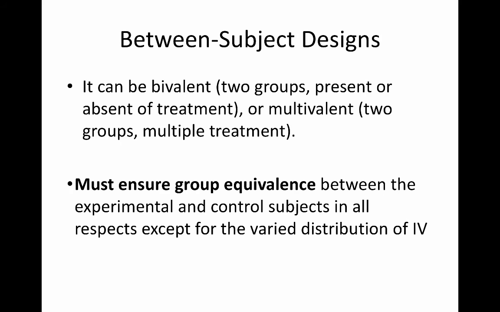We could talk about bivalent groups, two groups, with the treatment present or absent, or we could do multivalent. We could have two groups with multiple treatments, and a control group. With experimental and descriptive data collection, you always have to think about group equivalency between the experimental and the control groups, except for the independent variable that you're looking at. In terms of descriptive research, that could be different. That would be a different attribute that you would have different in the control group versus the experimental group. And that's it.